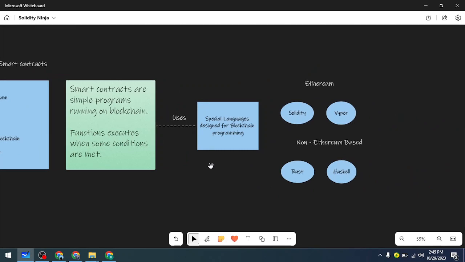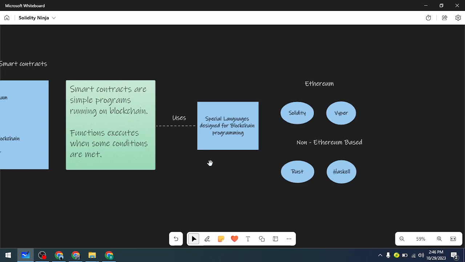Smart contracts don't use any arbitrary language like C++ or C sharp. Although we can use C++, there are some special libraries for them, and specifically there are some special languages designed for blockchain programming. Now there are two classes of smart contract programming languages. One is Ethereum based and the other is non-Ethereum based.